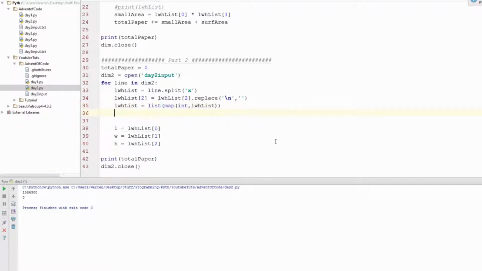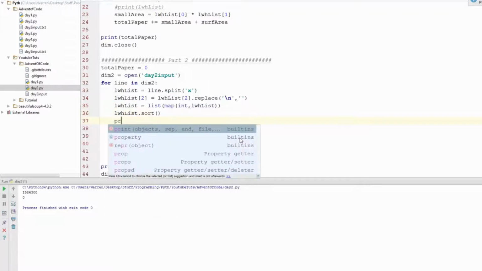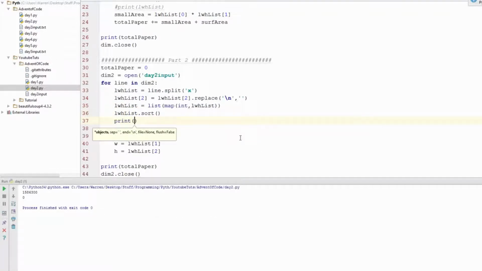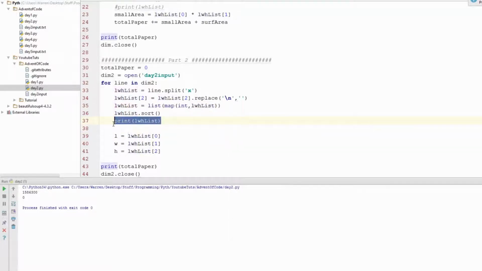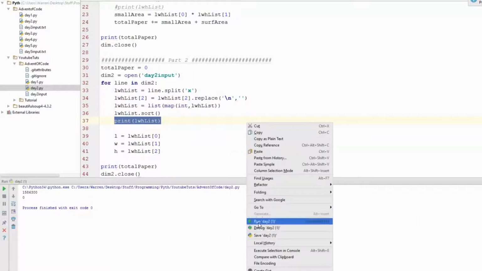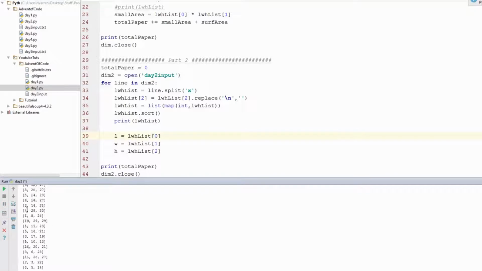First thing that I'm going to do is sort this list, because I haven't sorted it yet. And that should put everything in the correct order, just like last time, from smallest to biggest. So let's print it here. So you can see everything's in smallest to biggest.